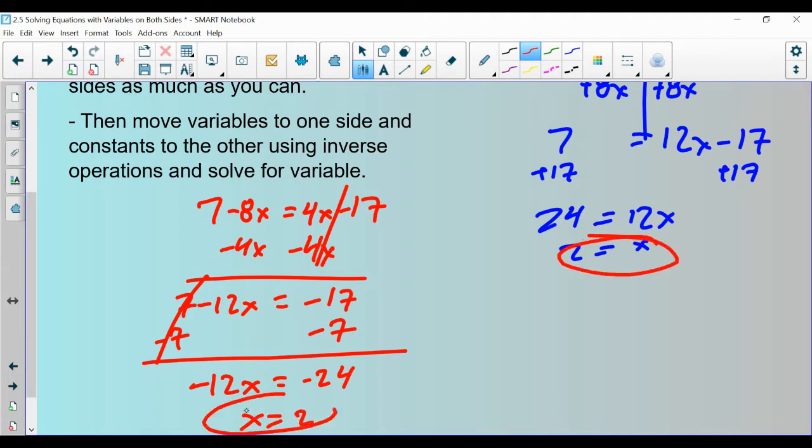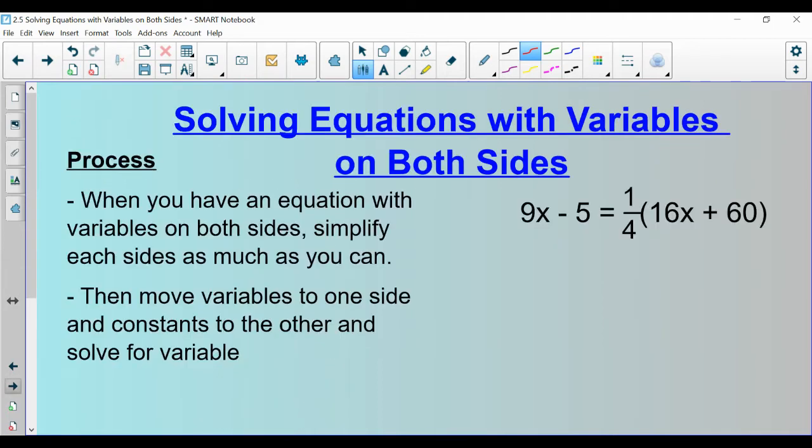So notice we got the same answer either way. This might have seemed a little bit more difficult because it had more negatives in it. So you can be strategic in choosing which side to bring things to.